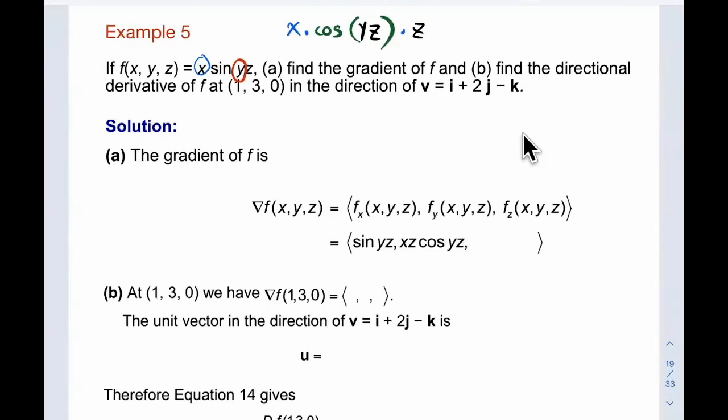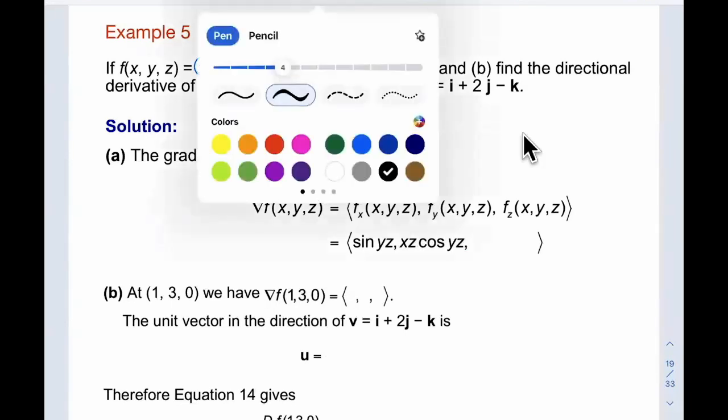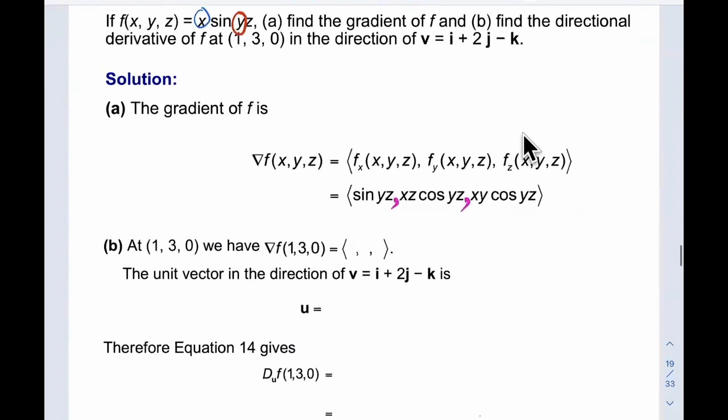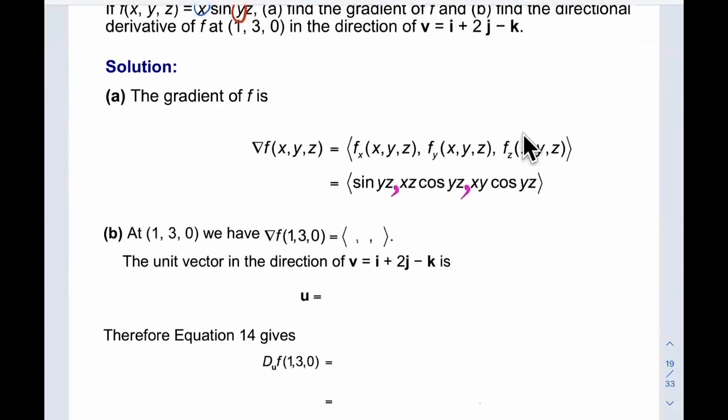Now can you find the partial derivative of the function with respect to z? It looks like y and z are symmetric. So looking at the second one, you know the last one. What is it? Very good. So x y cosine yz. Good job. Now we have computed the gradient.